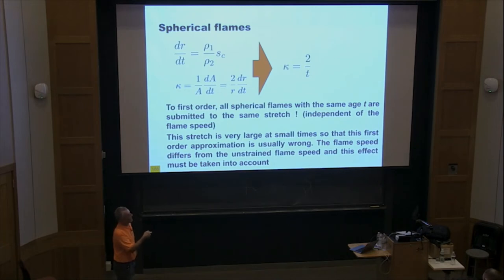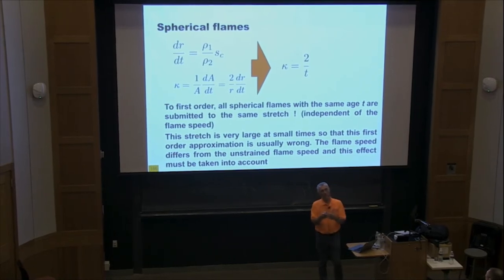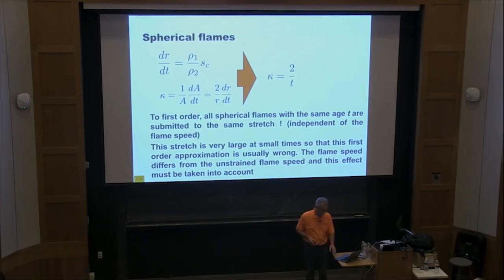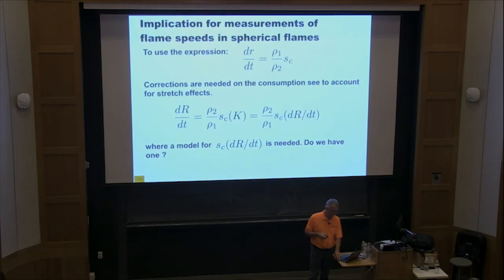That means really that a spherical flame, when it's young, is extremely stretched. You pull on it extremely fast. Because it's such a small kernel growing so fast, it has a huge stretch. And if it has a huge stretch, it will modify its flame speed. And so this is why we have problems to measure it. We would like it to be constant, but actually it's so stretched that it's not constant. And that's one of the problems in this spherical flame, is that the stretch modifies the flame speed initially.